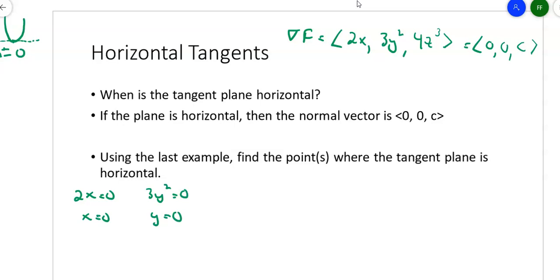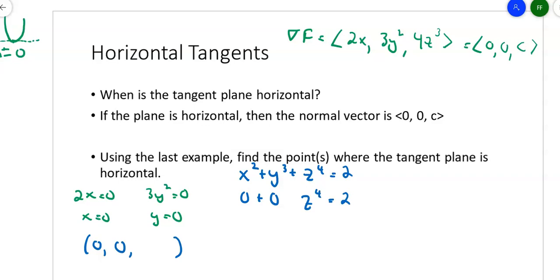Now, put that back into the original equation. The original equation was x squared plus y to the third plus z to the fourth is equal to 2. So I already know that whatever point it is, the first two coordinates are going to be 0. It's just that third one that I've got to figure out. So now let's put a 0 in for x, put a 0 in for y, and we get z to the fourth is equal to 2.